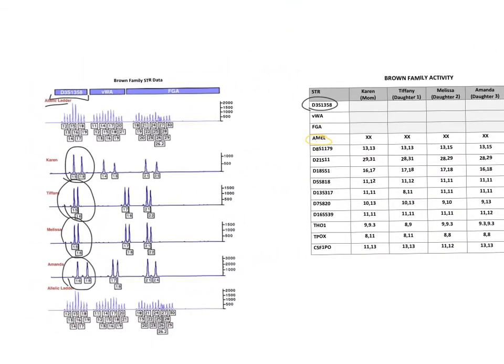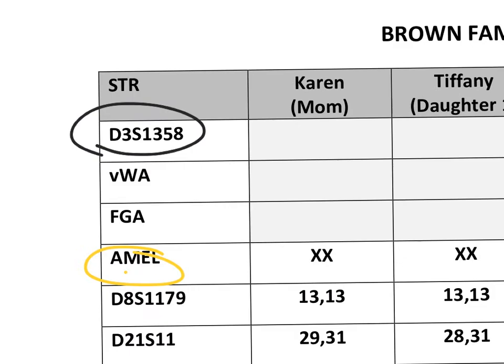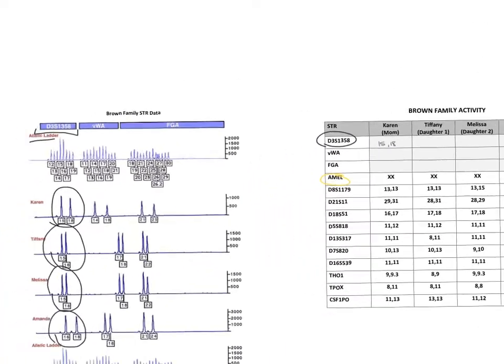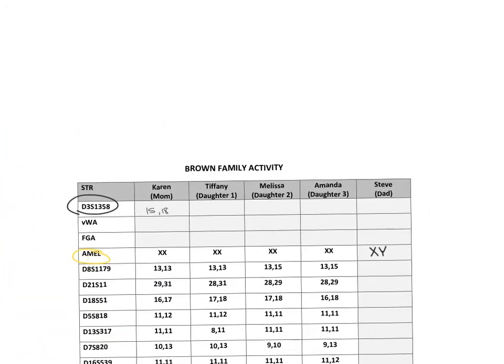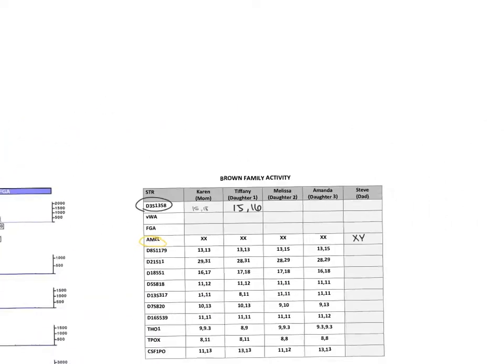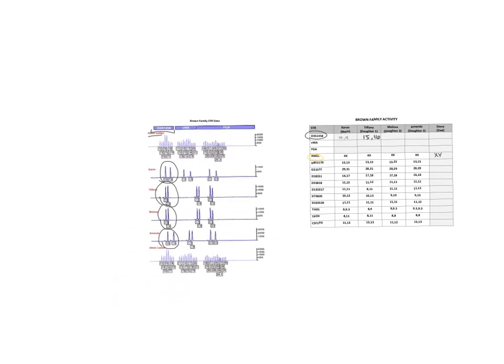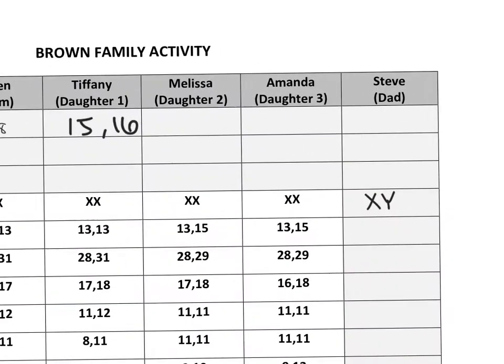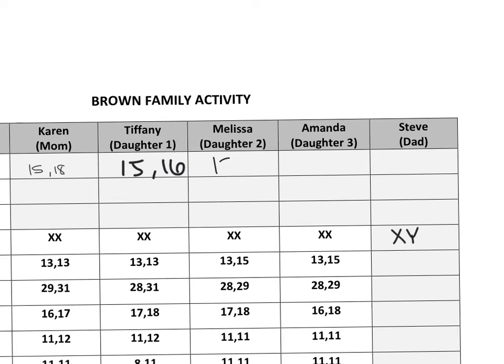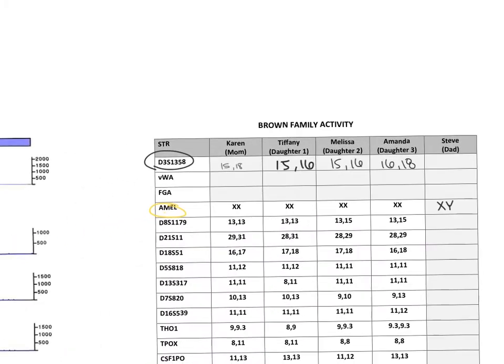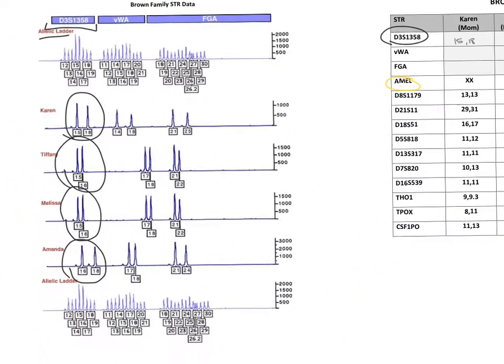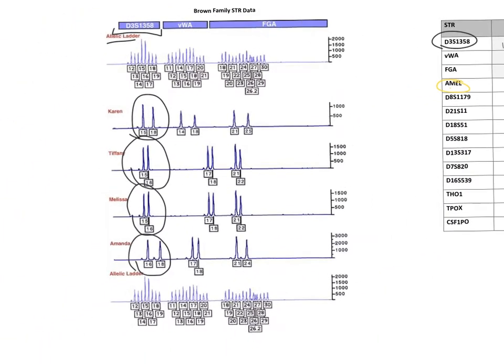So Karen, 15,18. Tiffany was 15,16. And then 16,18. Okay, so let's go ahead, let's fill in those next two rows using our allelic ladder as well.